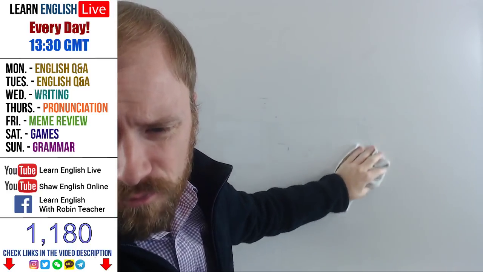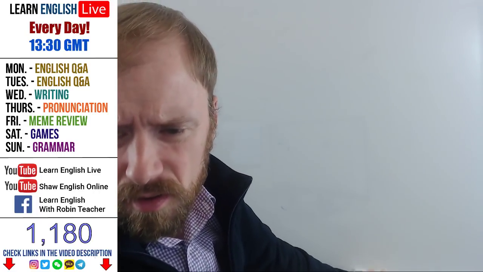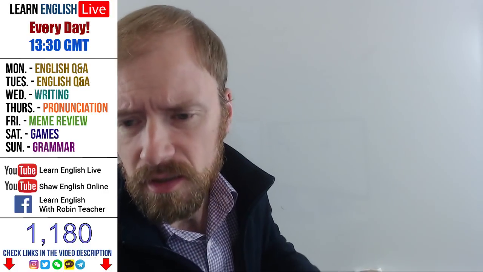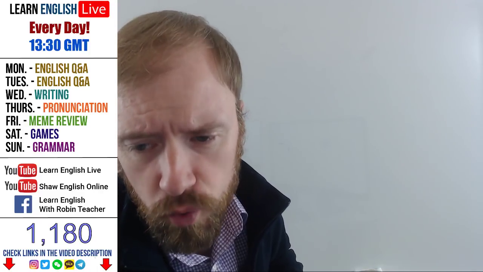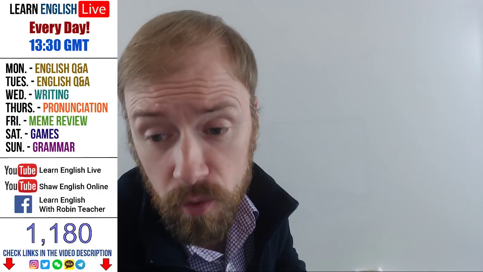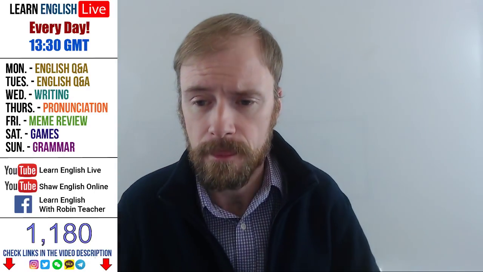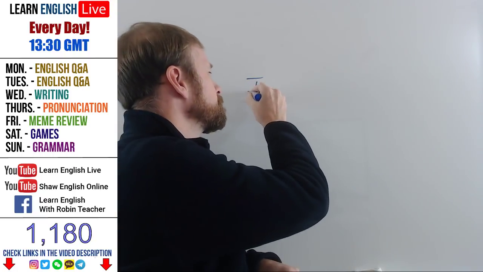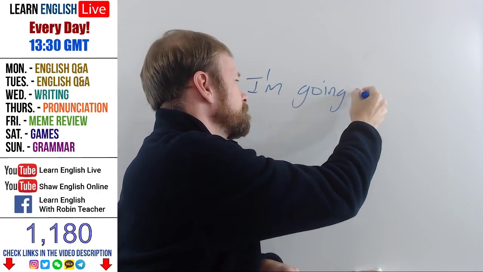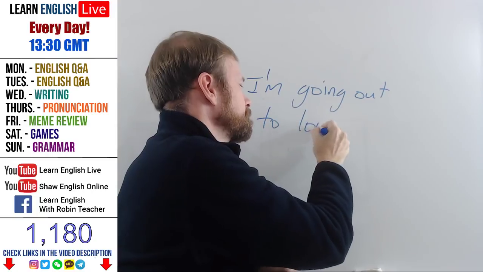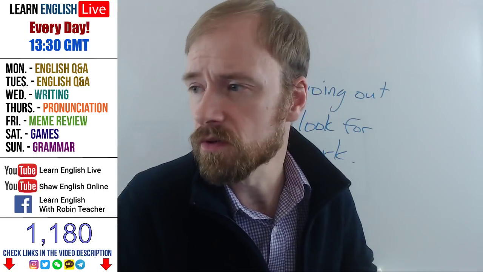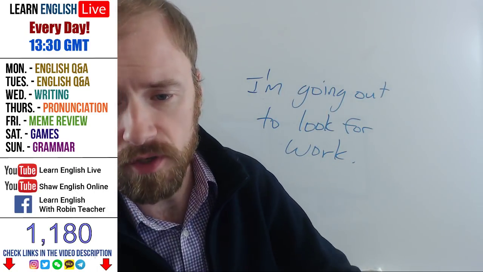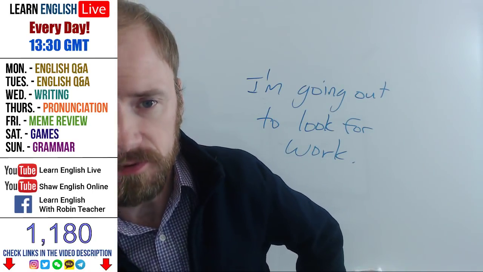The second one, I am out for work. That is also awkward. I'm not sure where you got these sentences, Lewis. I'm out for work? No, I'm going out to work. I'm going to work. That's what a native speaker is going to say. I'm going to work. I'm going out to look for work. That's possible. So maybe you don't have a job, so you're going out to look for a job, to look for work. That's possible. Okay?